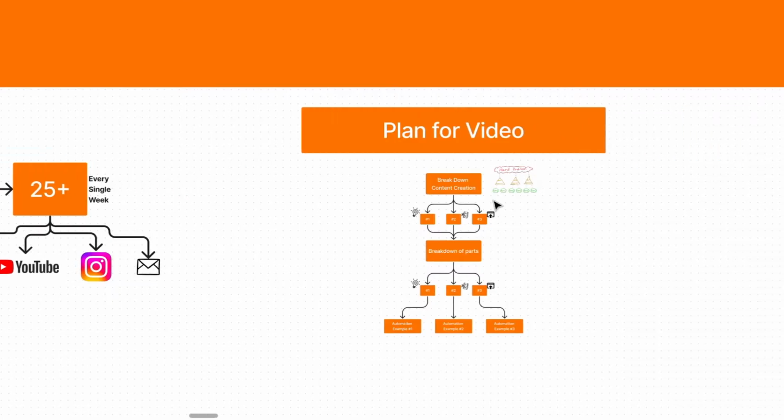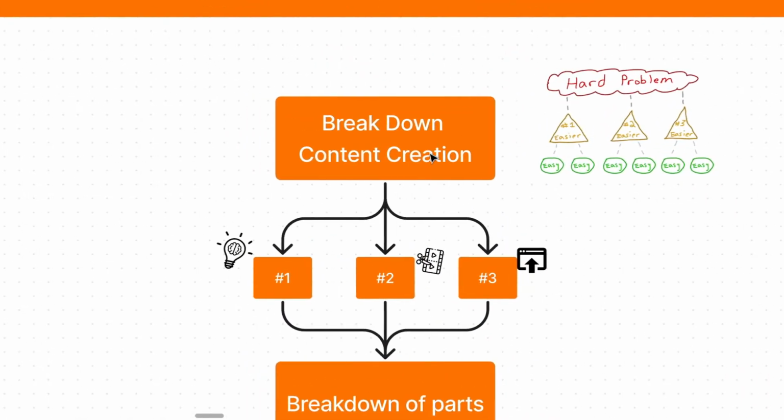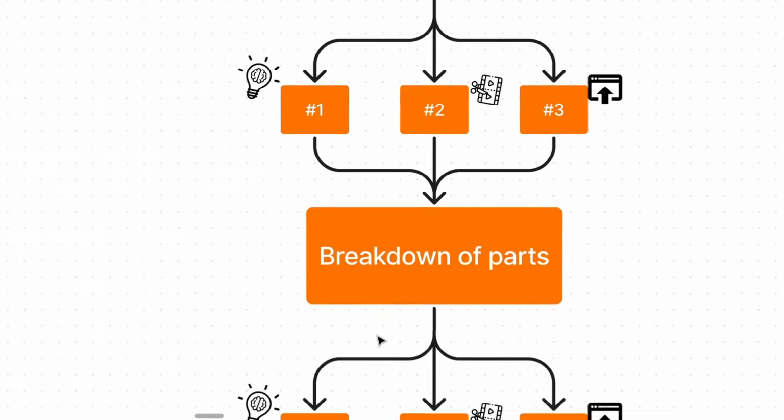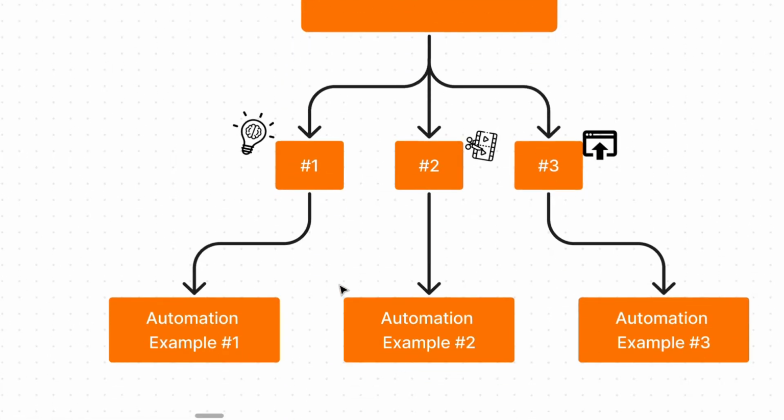So in this video, I'm going to be breaking down the actual content creation process. The way we see it, there are three main stages in terms of the content creation. And then we're going to break down each one of these parts individually, what's actually involved in them and what happens. And then for each one of these stages, we're going to be showing you an example of one automation that you can use to really streamline your content creation process.